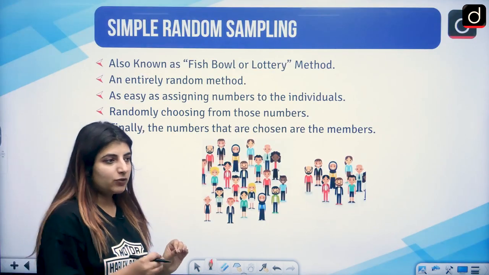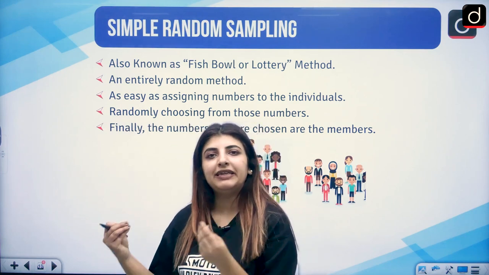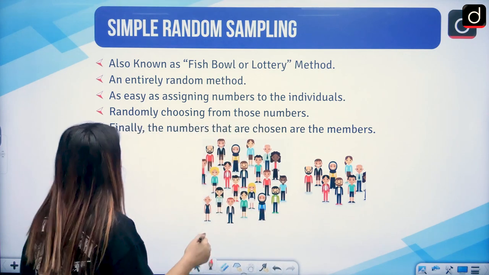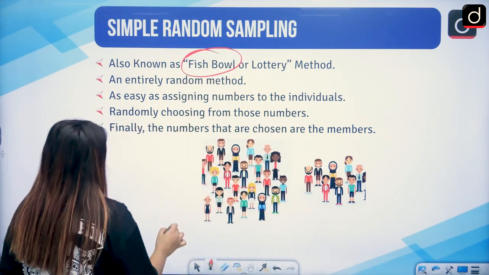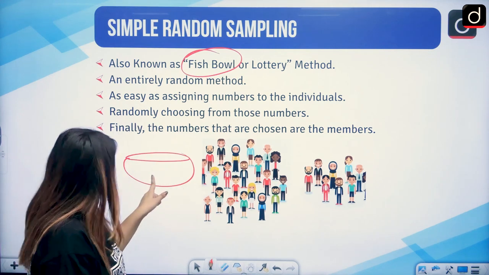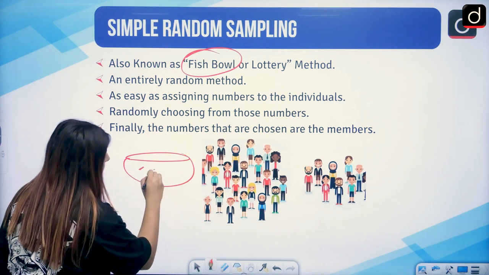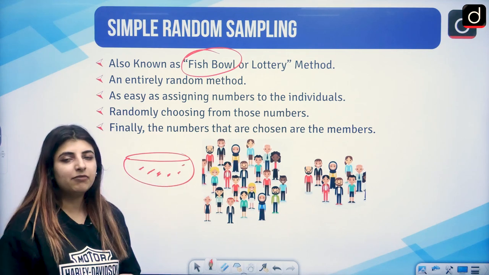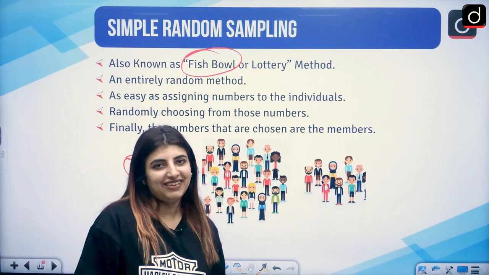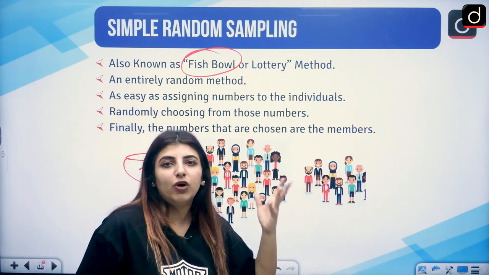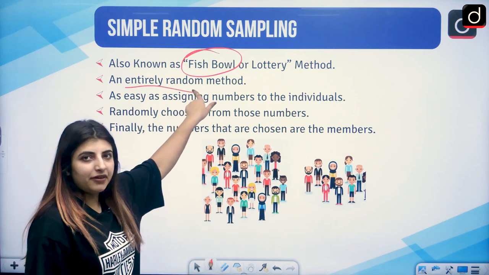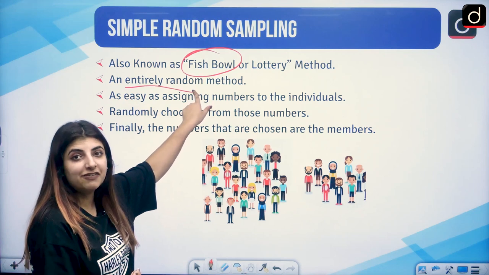Yes, this question has also been asked: which sampling technique is known as the fishbowl method? It is simple random sampling, which is also known as the fishbowl method, because a bowl in which a fish is put looks like this. So you can put your chits in here, randomly shake them out and choose your participants, right? So you as a researcher will also not be biased, because you do not know what chit is going to come with whose name, right? Entirely random method, because you don't know, so you are being objective here, right?